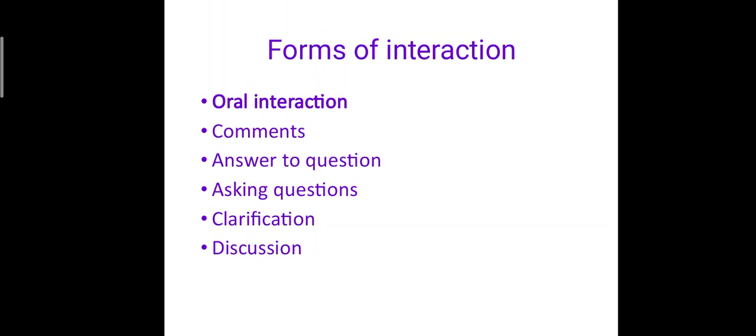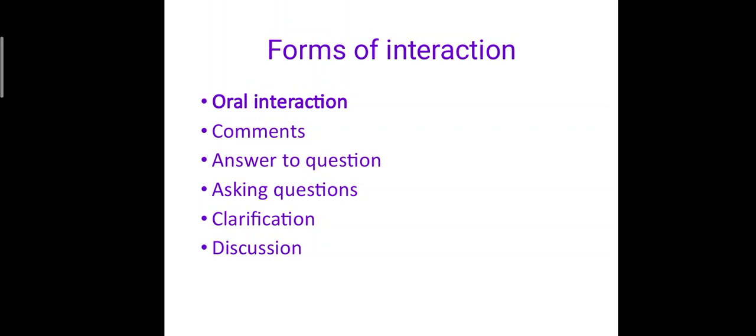Clarifications: providing clarification and seeking clarification. Providing clarification is usually done by teachers in a lecture-based classroom. But in an activity or experiment-based classroom, clarification is usually sought by teachers. Teachers want to know what exactly learners are doing, in order to identify their rationale and whether they properly understood things. So teachers also may seek clarifications. That's another form of oral interaction.